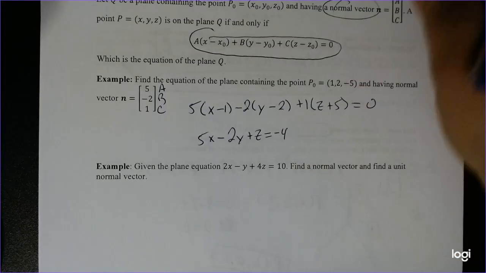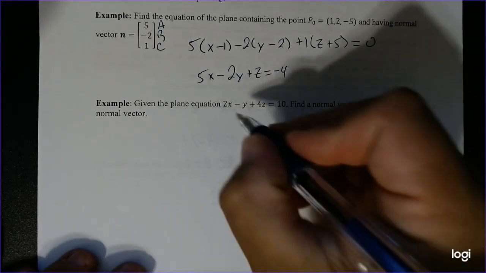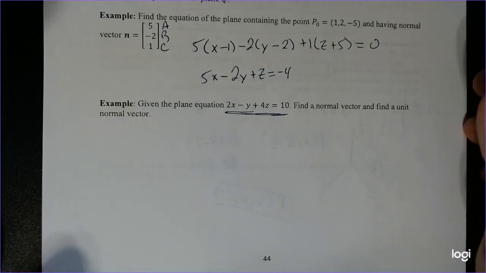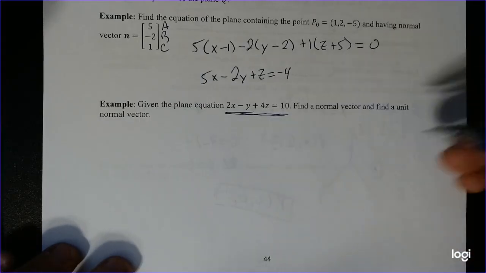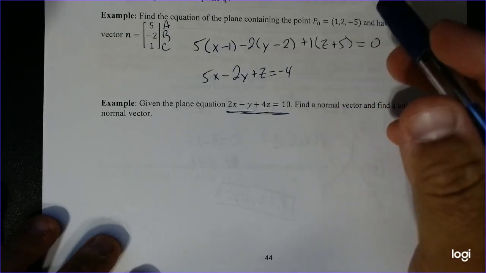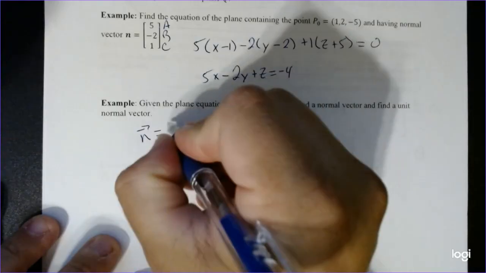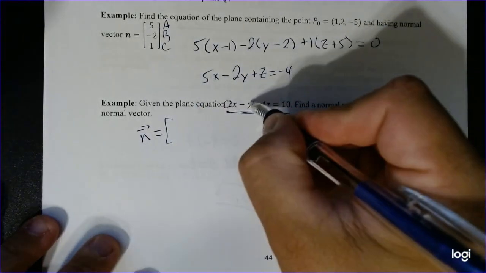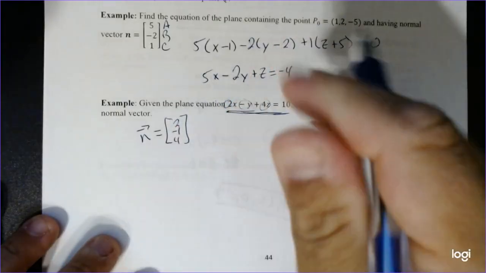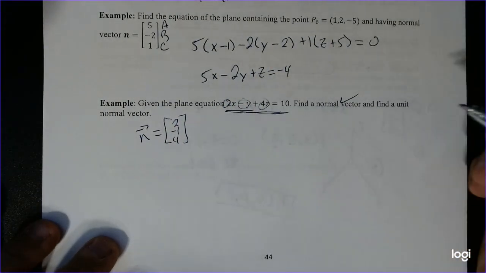So now what if you have to find the actual normal vector? Given the plane equation, so we are given a plane equation already, find a normal vector and find the unit normal vector. All right, so already knowing that this is a plane, we can go backwards. So our normal vector is going to be 2, -1, 4. So find the normal vector, check, that works.